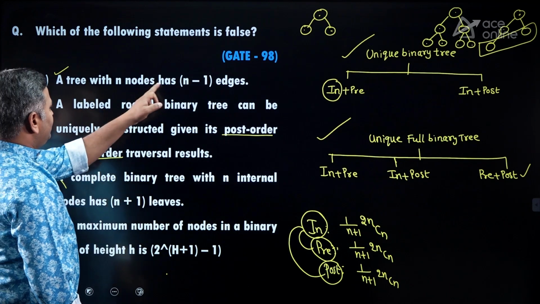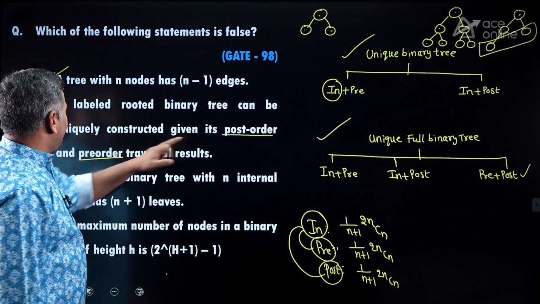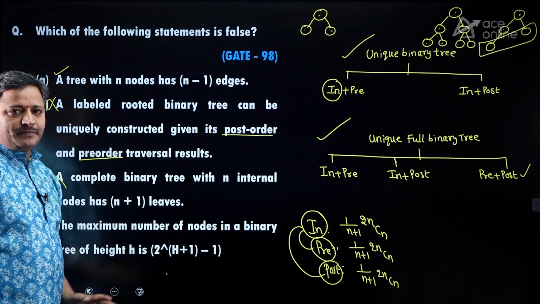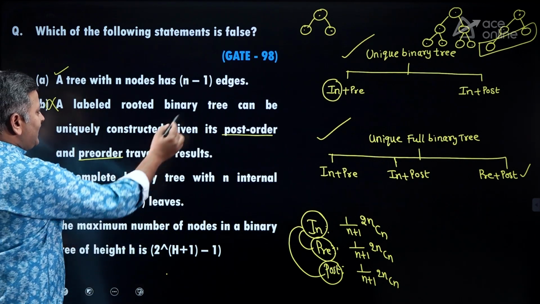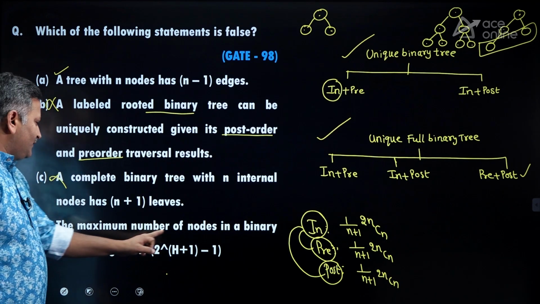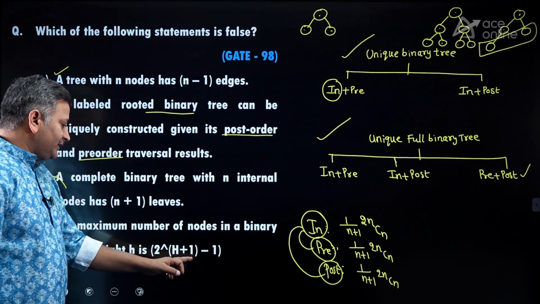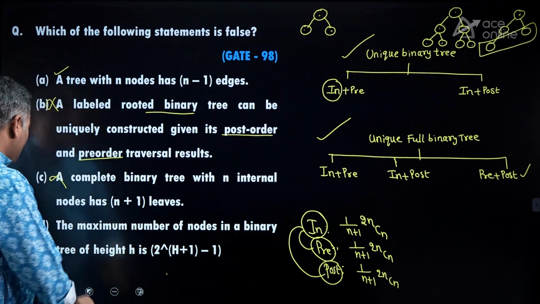So a tree having n minus 1 edges is correct, and the other statement is not correct because they are talking about a binary tree being constructed uniquely by using post-order and pre-order, which is not possible. But if they ask about a full binary tree, yes, it is correct. Next, the maximum number of nodes in a binary tree having height h equals 2 power h plus 1 minus 1. Yes, we already proved this one, right? Okay, so it is also correct.